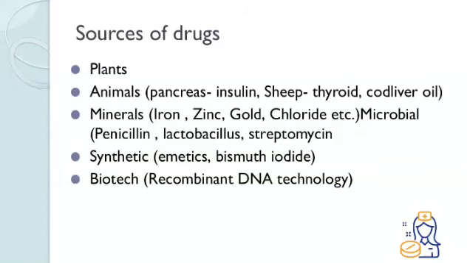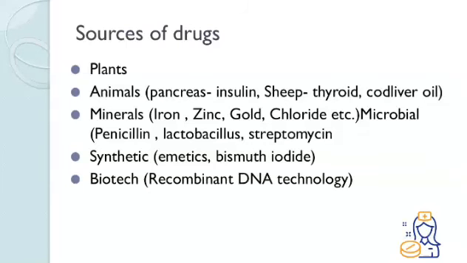The next one is animals. Animals are used as a source of drugs, especially in the case of insulin. The pancreas of the sheep, cow or pig was used for insulin production. And cod liver oil we get from the fish, and even anti-venom serum we get from the horse. So there are a lot of drugs produced from animals. The next one is minerals. The existing normal minerals like iron, zinc, gold, chloride, are all used as normal mineral supplements.